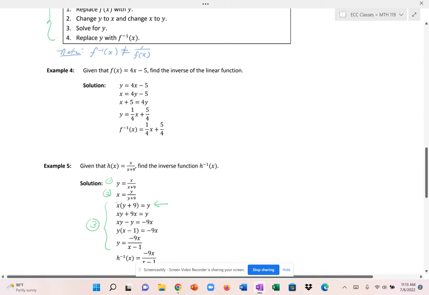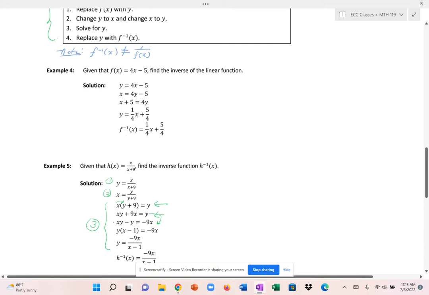So I distributed the x, and that gives me the second line here. So it's xy plus 9x equals y. Then I subtracted the y on the right and moved it to the left, and I subtracted the 9x, and it went from left to right. So I'm left with xy minus y equals negative 9x.